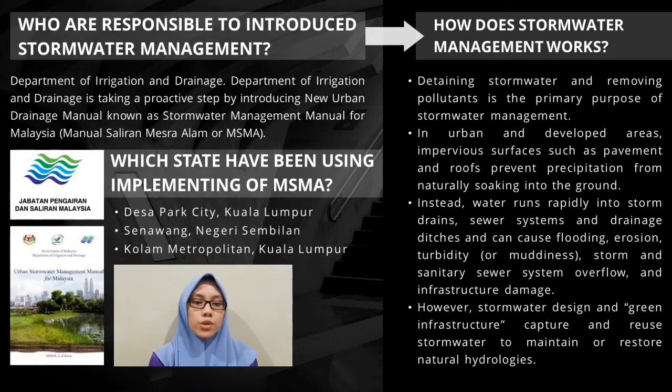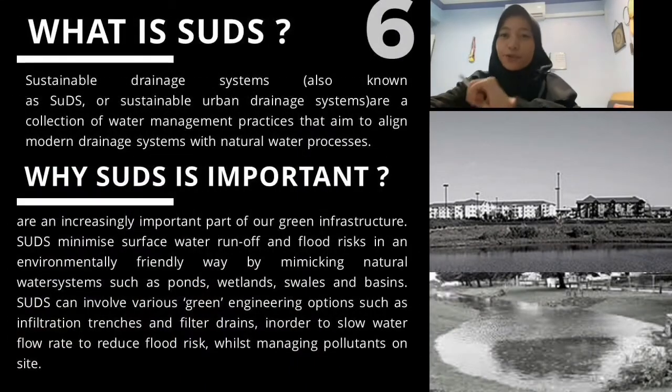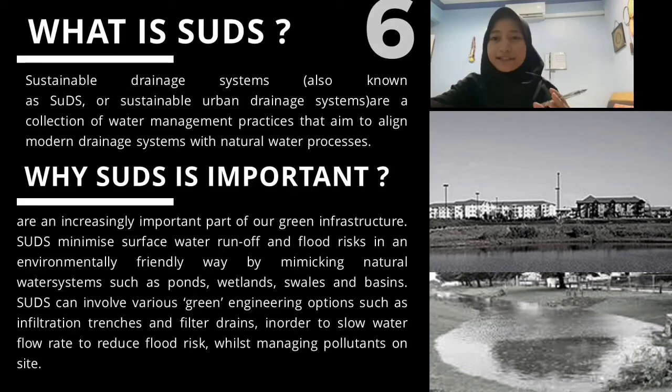The main purpose of stormwater management is detaining stormwater and removing pollutants. They are the impervious surfaces. Water will flow into the sewage and drainage system. Stormwater is used to maintain natural hydrology. Now, we are going to discuss SUDS.